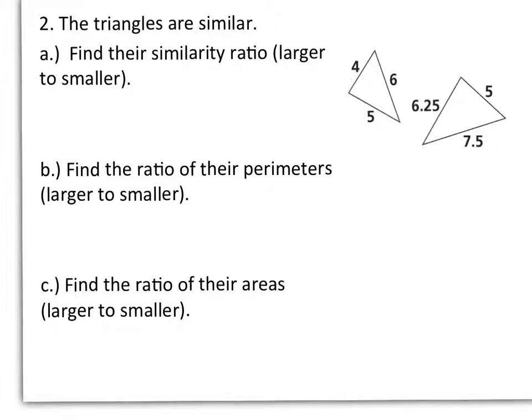In number 2, the triangles are similar. Part A, find their similarity ratio larger to smaller. For this one, I just chose the shortest sides in these triangles because we're already told that they are similar. So their similarity ratio is 5 to 4. Then in B, the ratio of their perimeters will be the same as the similarity ratio, 5 to 4. And the ratio of their areas, we're just going to square these two. So it'll be 25 to 16.